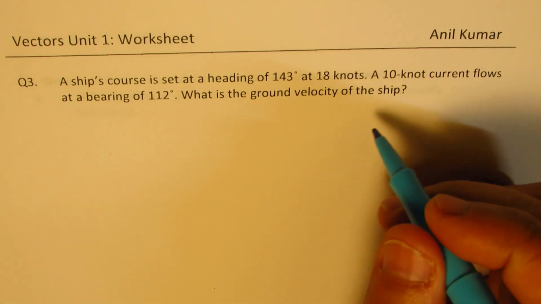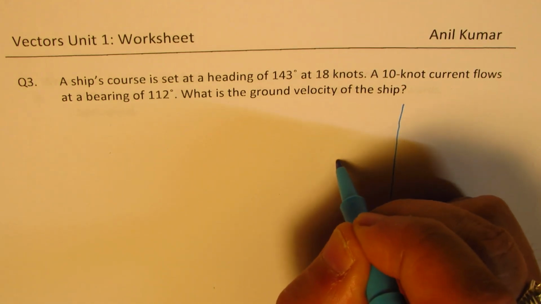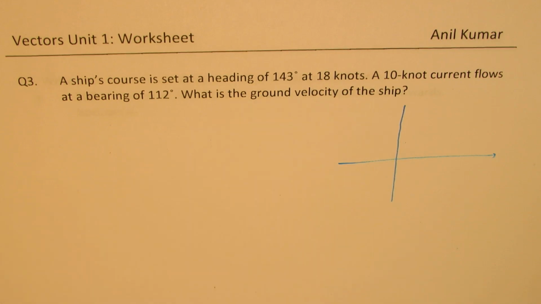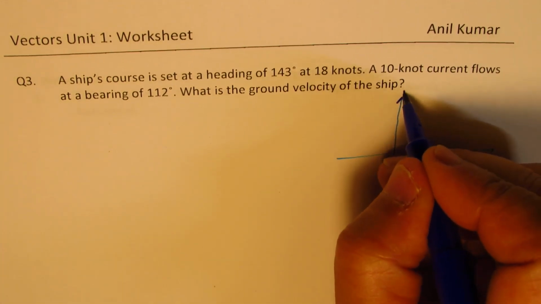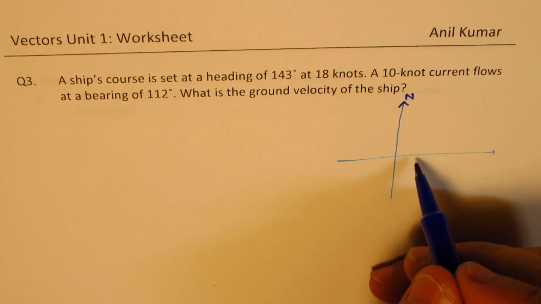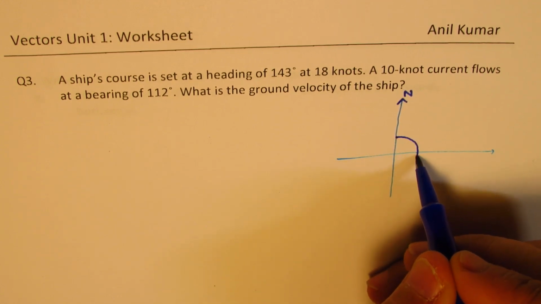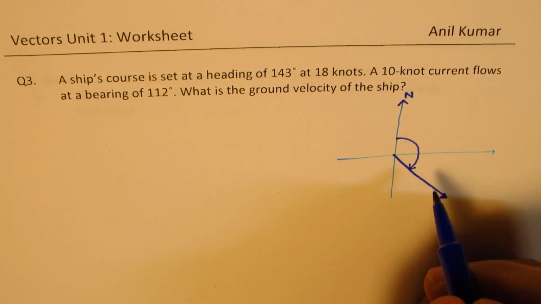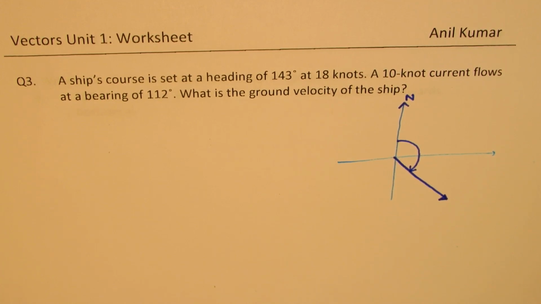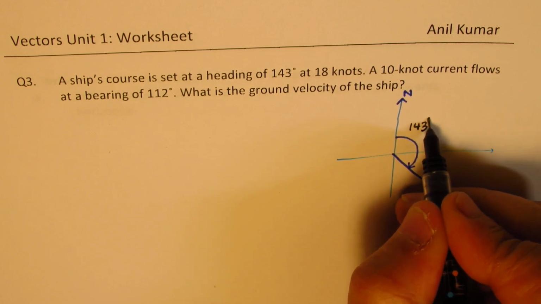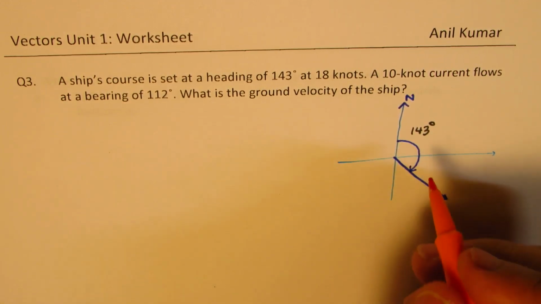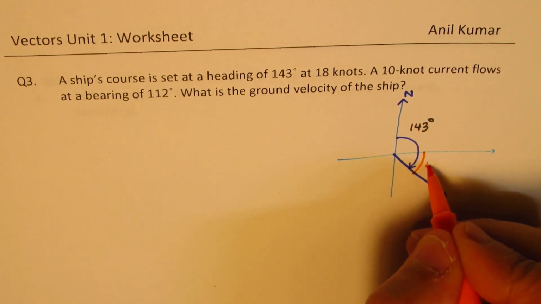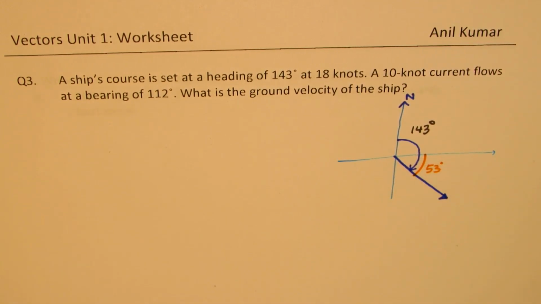So let's try to understand these bearing angles, and then we'll actually solve this question, correct? So when we say the ship's course is set at a heading of 143 degrees, it means what? This is always taken from the north, right? 143 means 90 plus 53 degrees, right? So this component of the vector can represent 18 knots. You get an idea, right? So this is our 143 degrees in all. Now if that is 143 degrees, then how much is this? Well, this is 90 plus 53, so you can take away, so it is 53 degrees. You can actually resolve and just see that. Okay. So that is one component.